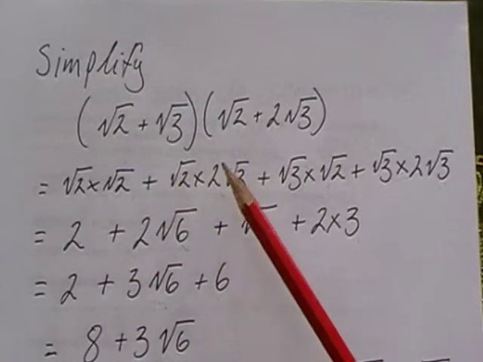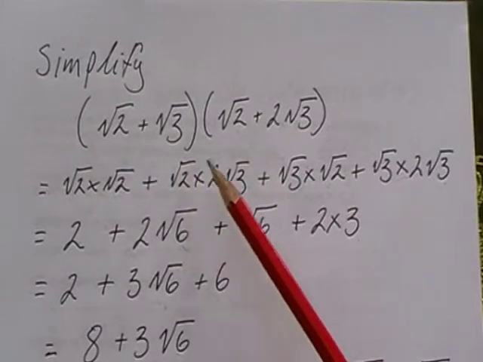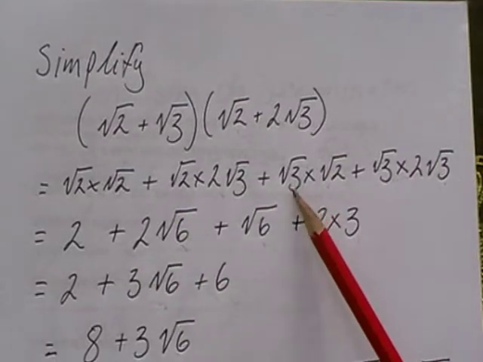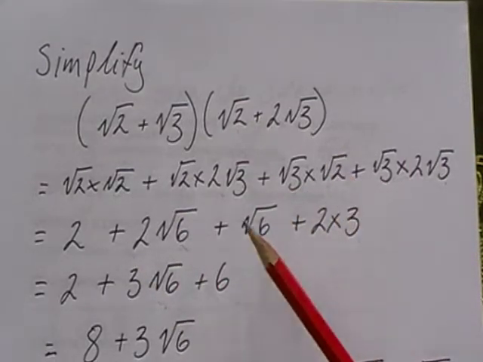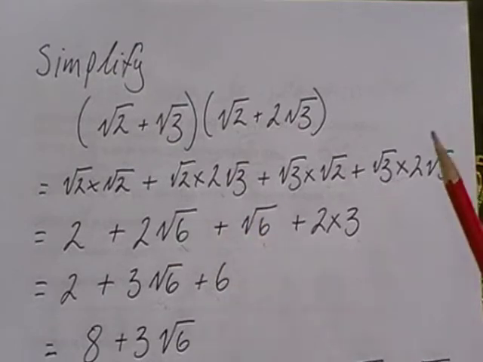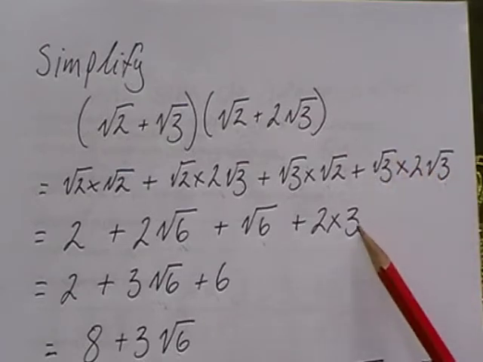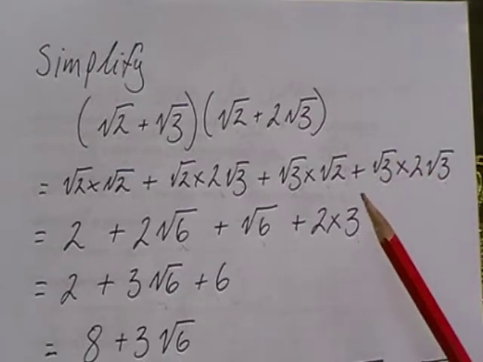2 root 2 times root 3, this is an important result. Root 2 times root 3 is root 6. As you can see, you can combine those within the root. Same over here, root 3 times root 2 is root 6. And here we've got root 3 times 2 root 3, which is 2 times 3. Again, we collect like terms.